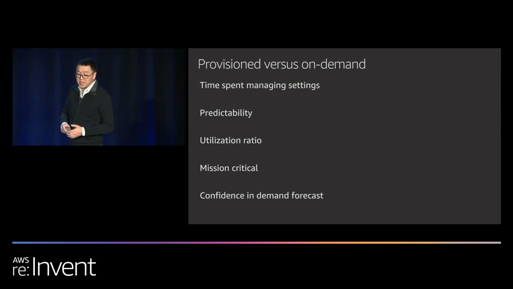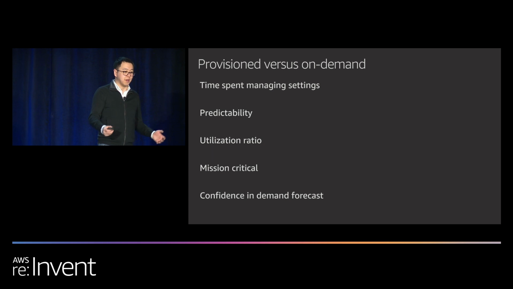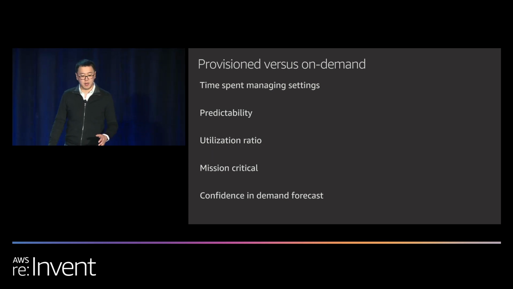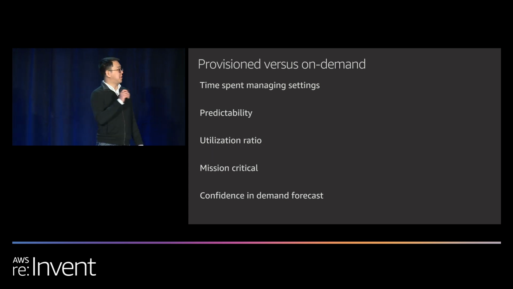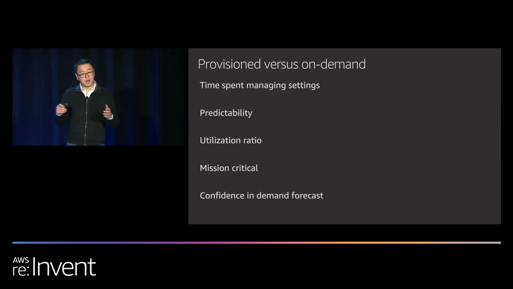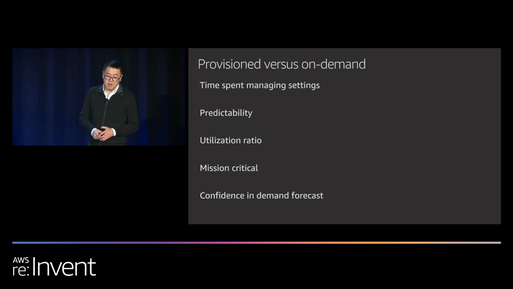On the other hand, if it is mission critical, you might consider using on-demand mode because it's going to be much more tolerant of throughput spikes, and it's going to minimize any throttling for your customers. Consider also how confident you are in your demand forecast. If you're not confident and you have really no idea how much traffic you're going to get, consider starting off with on-demand mode first.